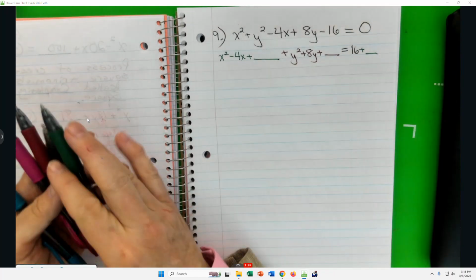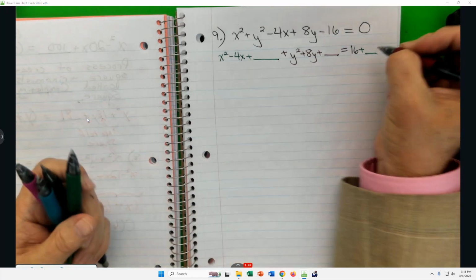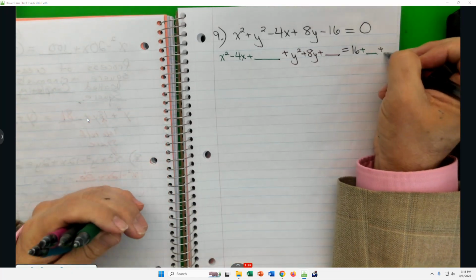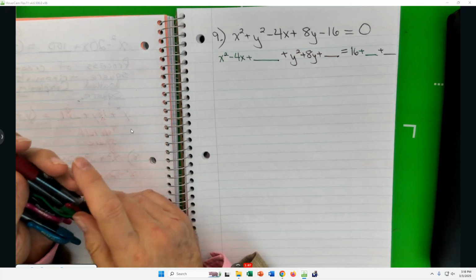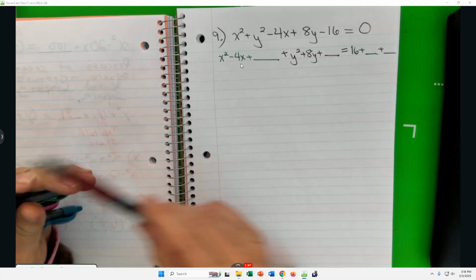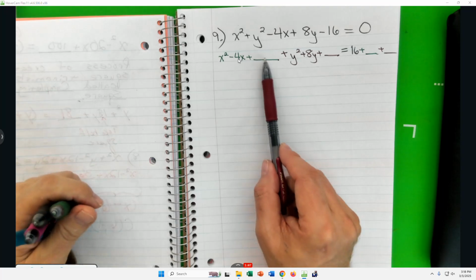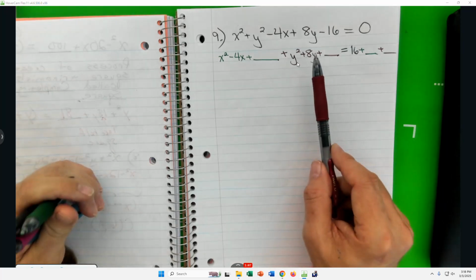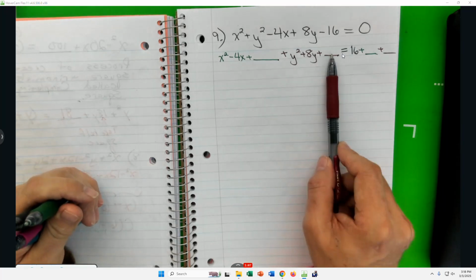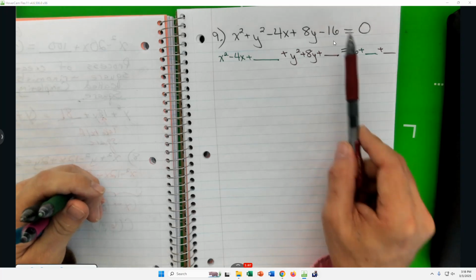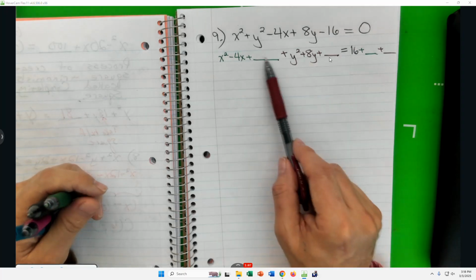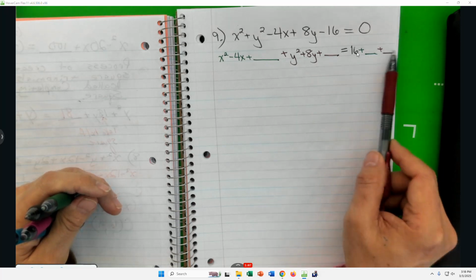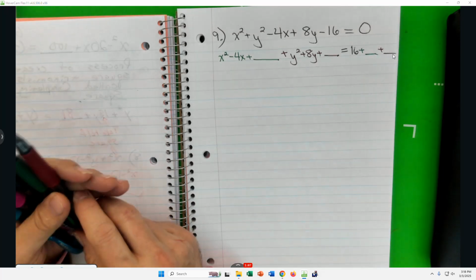But we're going to have to add the green number to the left side, and we're going to have to add the brown number to the right side also. Group the x terms together, skip some space. Group the y terms together, skip some space. Move the constant term over, and whatever those other two numbers are that you're going to add, you're going to have to add them to the right side also.